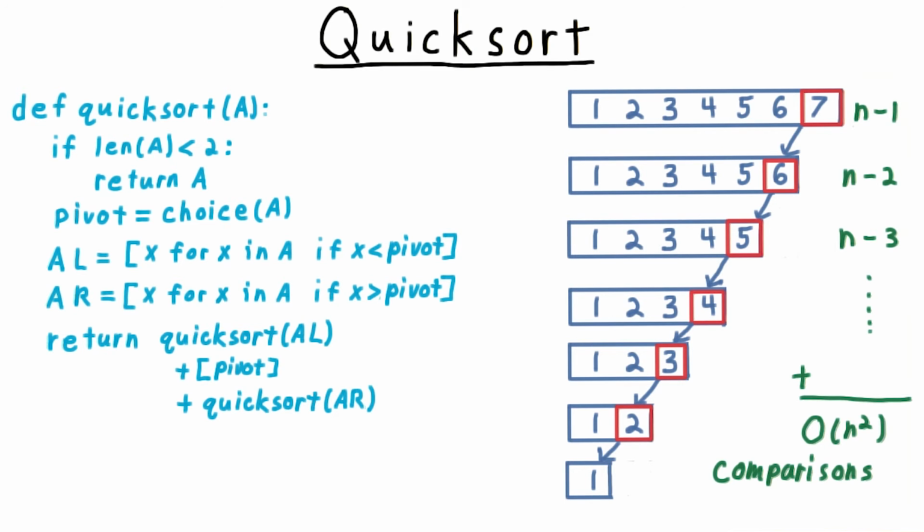The natural question to ask then is, how does quicksort behave on average? Is it like the best case, where we pick the pivot in the middle of each list? Or is it like the worst case that we have here, where we're always picking the largest element in the list? Or is it somewhere in between?